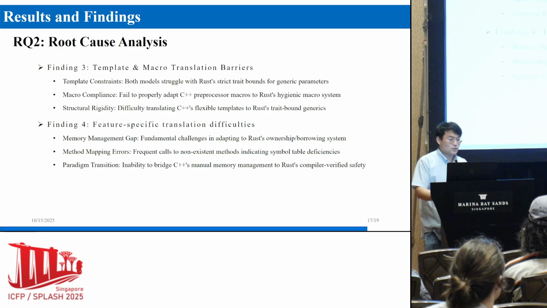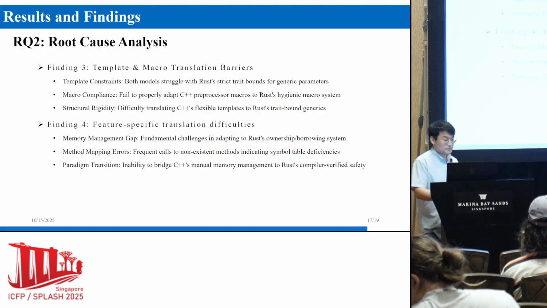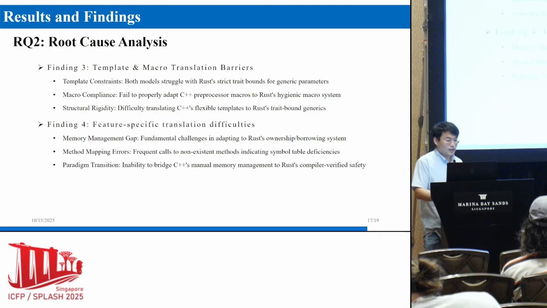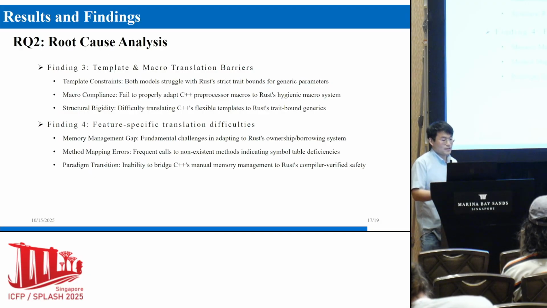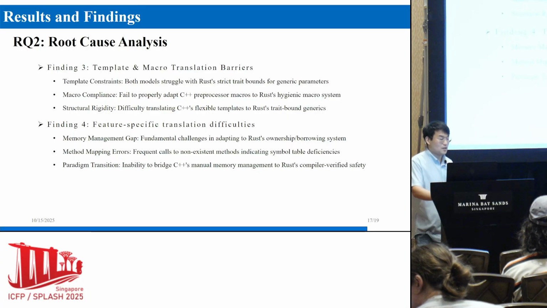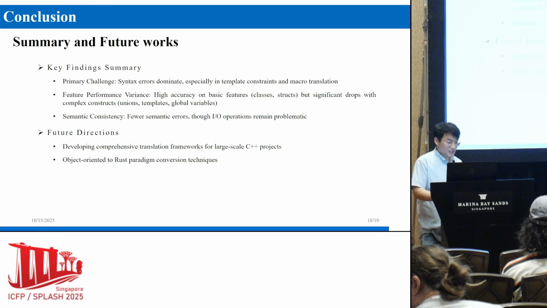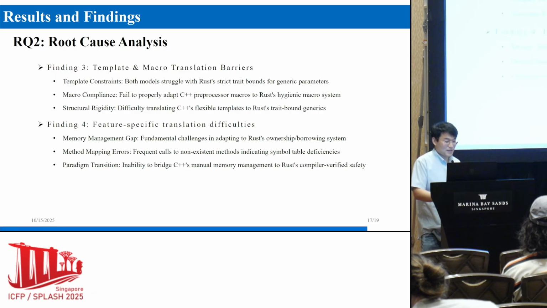The finding of the root cause analysis also has two main points. The first is the template and macro translation barriers. We found that we also have some gaps in translating C++ templates or macros into compilable Rust code. And the next is the feature-specific translation difficulty. We have memory management gaps and other method mapping errors.